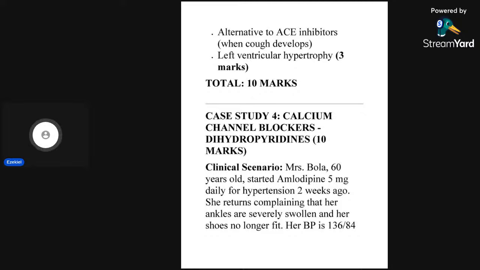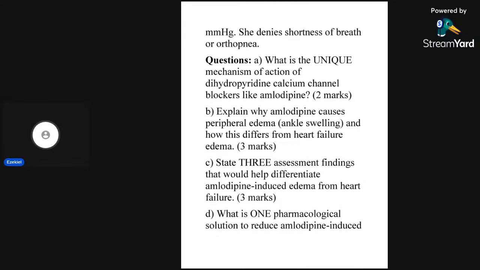She returns complaining that her ankles are swelling and her shoes no longer fit. Her BP is 136/84. So you should know why ankles will swell, because amlodipine dilates the vessels. The vessels in our feet, our hands, our legs, and other parts of our body are increased in size, so blood can now stay more in those vessels. I don't know if I'm making sense. If you have any question, please let me know.